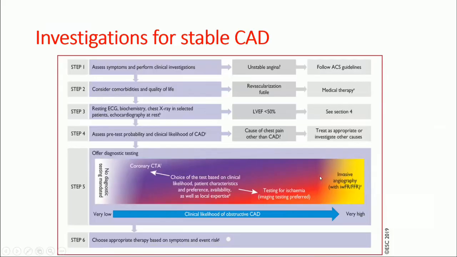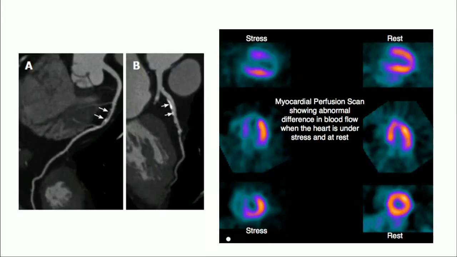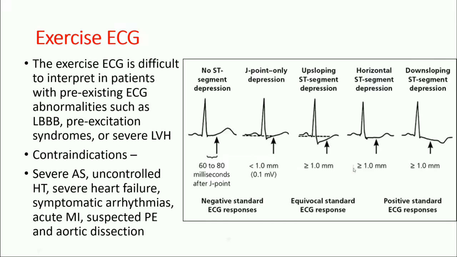Right. Any questions up to now from this? So this upsloping ST depression, they are considered equivocal responses. So may or may not be significant. But clearly, if you see a horizontal or a downsloping, that is positive.